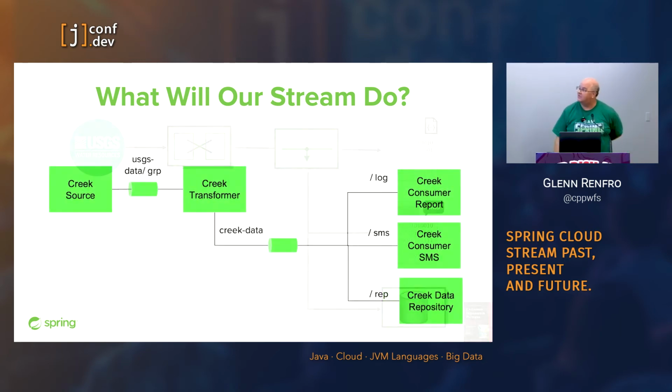All right, so what is it going to look like? In this case, we're going to break it down a little bit more. I am going to create a Creek source, using that function, USGS data. It's going to output that data to something called USGS Data Exchange, or Topic if you're using Kafka. And then we're going to have a Creek transform. It's going to transform that data, pop it onto the Creek Data Exchange, or if you're using Kafka, Topic. And then I'm going to output that data to either a log queue, an SMS queue, or a repository queue.